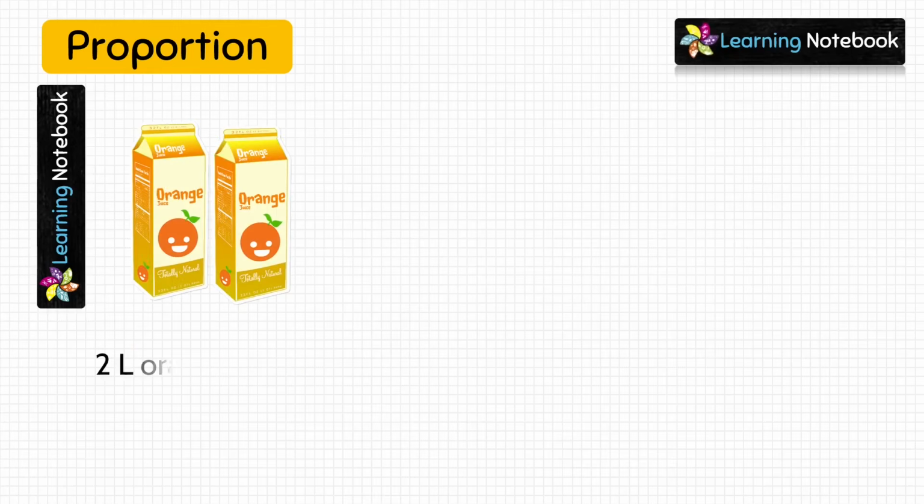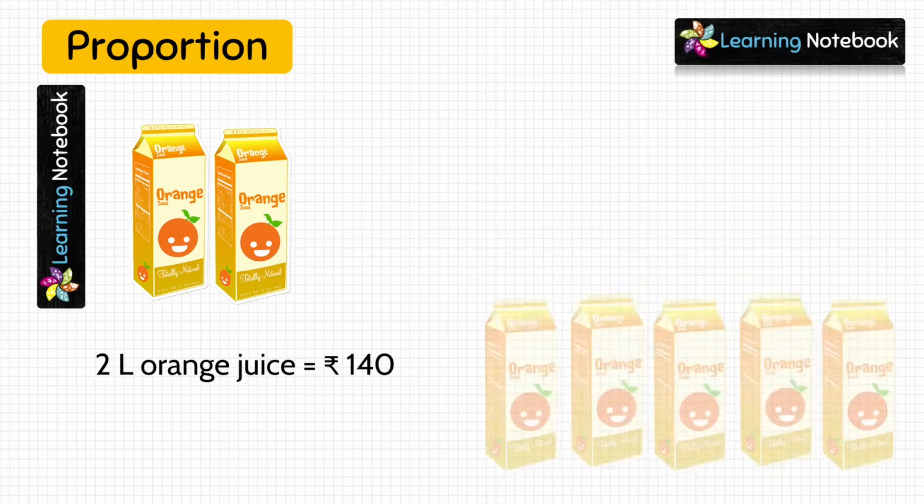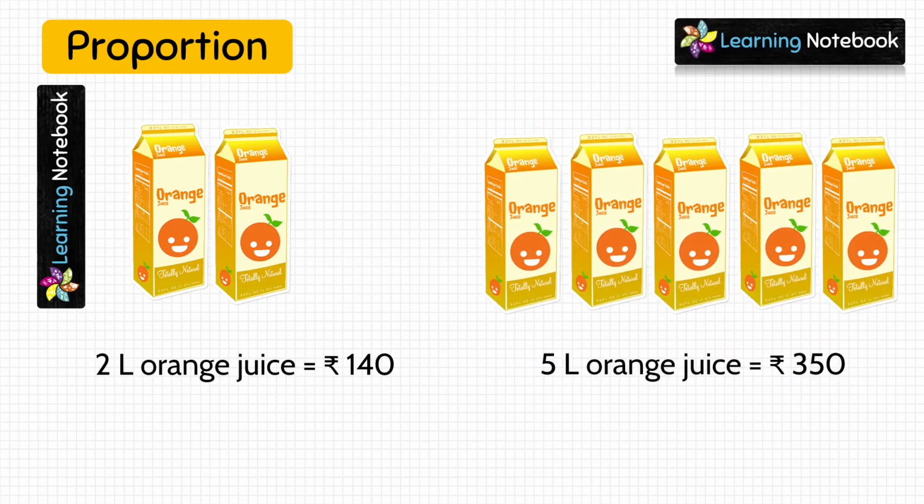Let's do one more example to understand proportion. In shop A, the price of 2 liters of orange juice is rupees 140. And in shop B, the price of 5 liters of orange juice is rupees 350. So can you tell me which shop's orange juice is more expensive? Here again, we will use the concept of proportion to find the same.